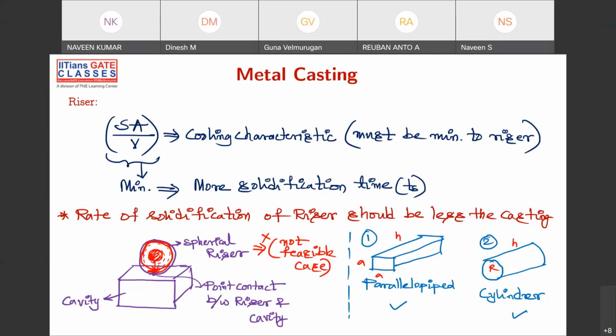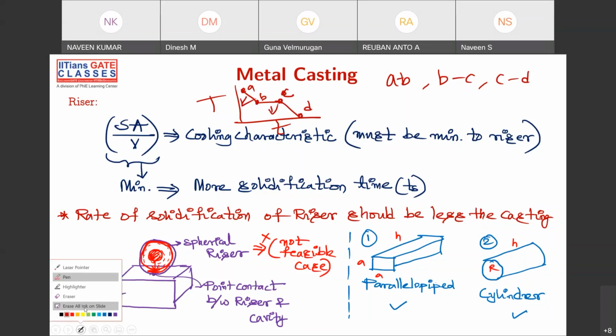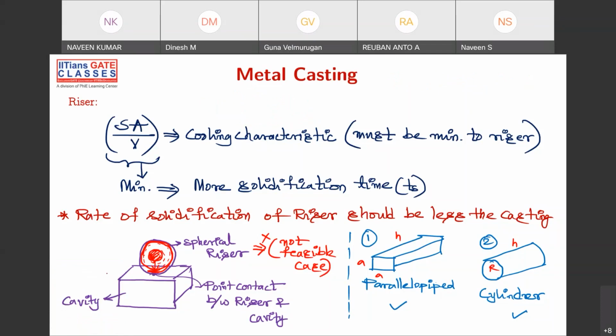To compensate what? To compensate shrinkage. Which shrinkages? To compensate shrinkages of AB and BC. There is a name for AB and BC: A to B, B to C and C to D. We have written that clearly in the temperature versus time profile. We have seen that this is A, B, C and D. So what are A to B and B to C? Liquid shrinkage and solidification shrinkage. Excellent, Naveen, you're right. Liquid shrinkage and solidification shrinkages are compensated by the riser.